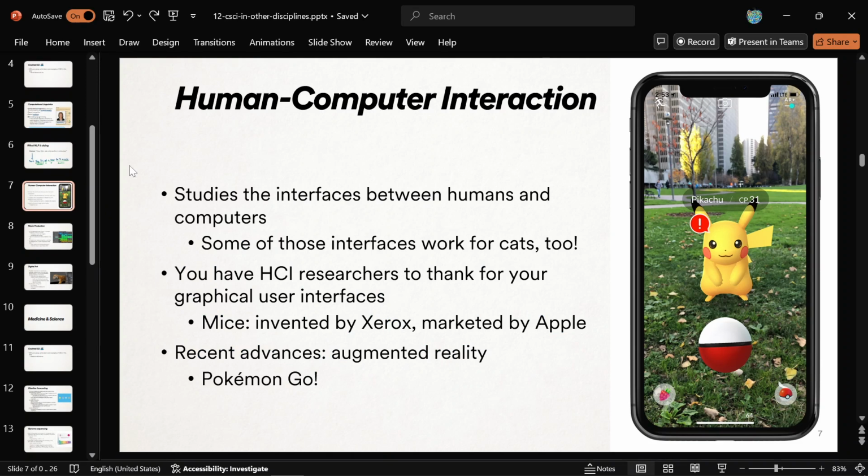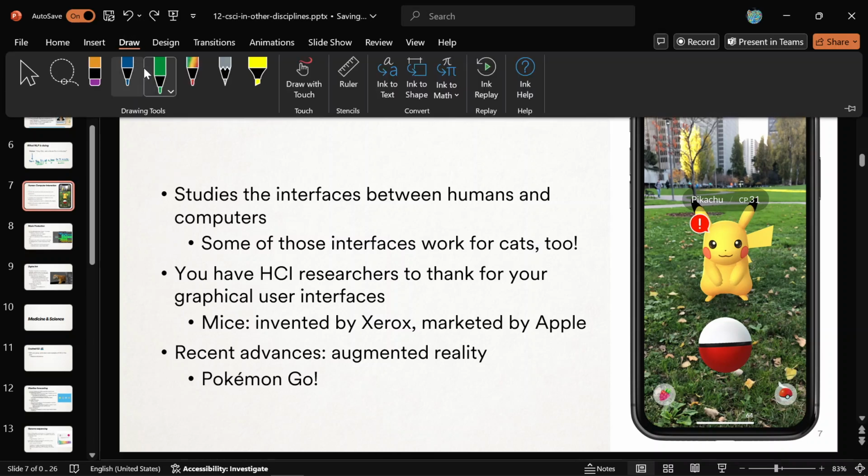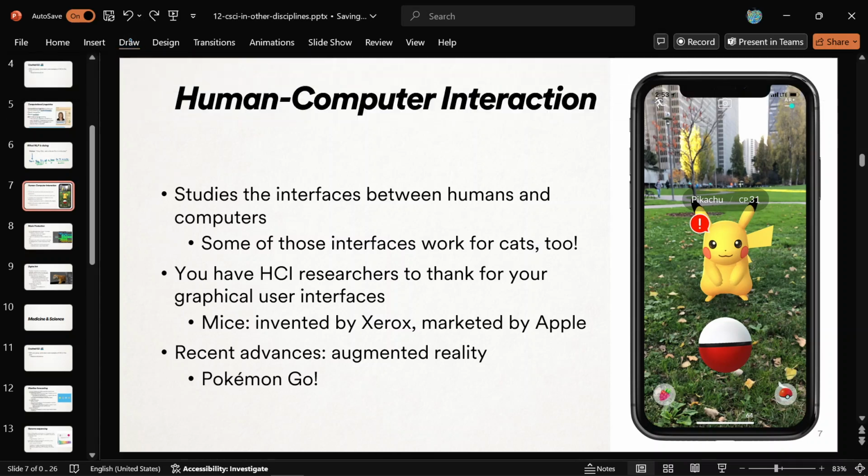Okay. Another field of social science, I would say, is human-computer interaction. It is something that you can study in grad school. It's more of an advanced topic of computer science, I would say. It's just studying the way that humans interact with devices and computers. So it just studies the interfaces between humans and computers. And you've seen cats playing games on iPads too. So some of those interfaces work for animals that are not humans too. So that's kind of cool.